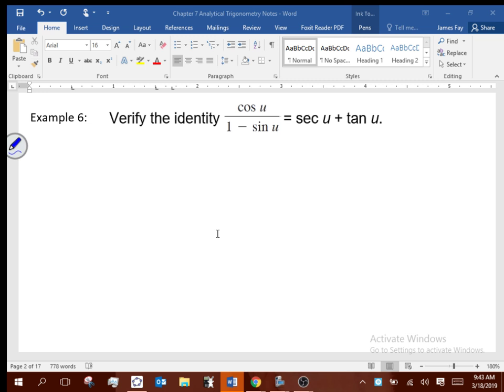Okay, which side looks more complex? Okay, the last class made the same exact argument. Left-hand side is the more complex. So we go cosine u over 1 minus sine u. And we look at that and we start thinking, okay, is that really the more complex side? Is there any substitution that I can make there? And I don't see one, right?